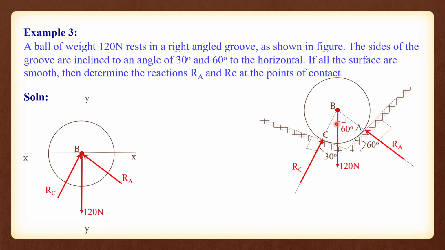Similarly, in order to find the angle made by RC with 120 Newton, I will consider this small triangle first. This angle is given as 30 degrees. This is 90 degrees. So this one will be 60 degrees, right? Now consider this right angle triangle. This is 60, this will be 90. So what will be this angle? That will be 30 degrees. So I got the angles also. I can mark those angles here in the free body diagram.